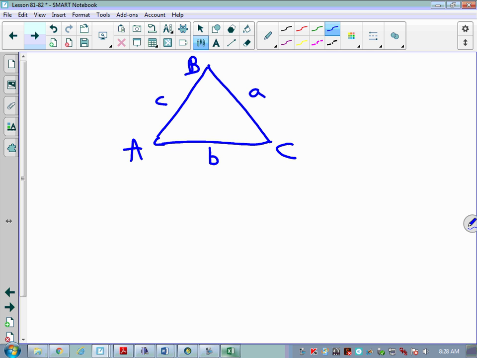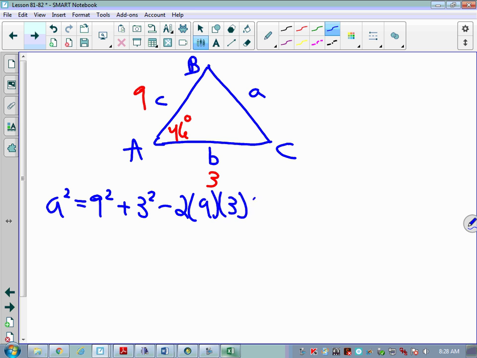All right, at this point I'm going to label. So B equals 3, C is 9, and A is 46 degrees. Okay, at this point we're going to use that first equation, which was A squared equals 9 squared plus 3 squared minus 2 times 9 times 3 cosine 46, because I actually know what angle A is. Now, what's nice about this is that I can plug this all in my calculator in one shot.